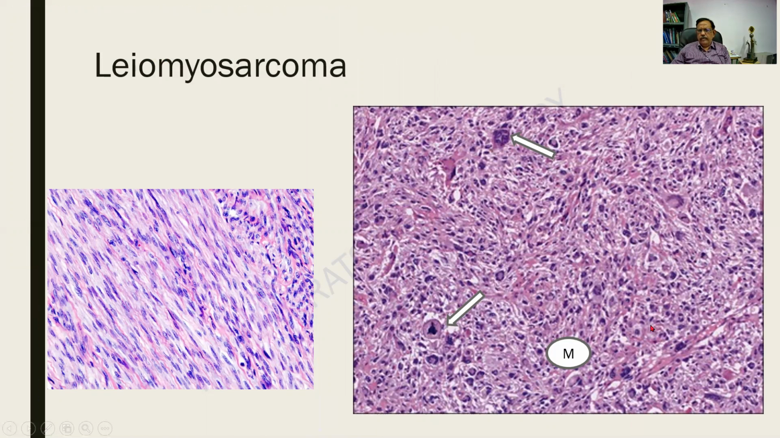This is a counterpart of a leiomyoma. There is a malignancy. Look at this one. The cells are pleomorphic. I am seeing a large nucleus. And there are also some mitotic figures which are seen here. Lot of pleomorphism. And this is a picture of a leiomyosarcoma, the malignant counterpart of a leiomyoma. Look at the difference between this and this.